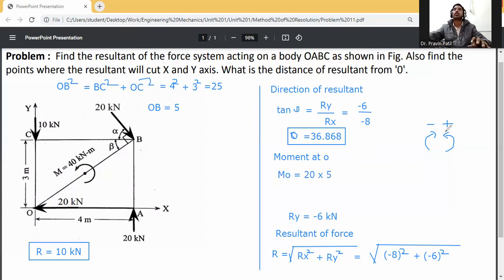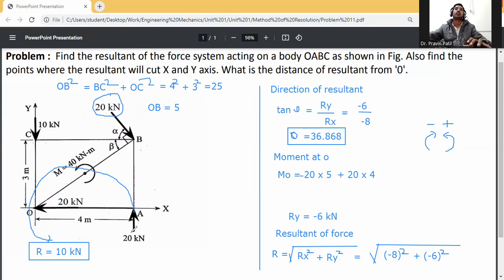Clockwise we consider negative, so this one is minus, and anti-clockwise we consider plus. This 20 kilonewton is rotating anti-clockwise, so plus 20 into 4. The first 20 kilonewton is rotating clockwise, and clockwise we consider negative, so minus 20 into 5.